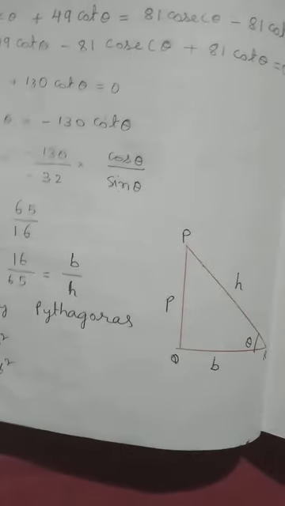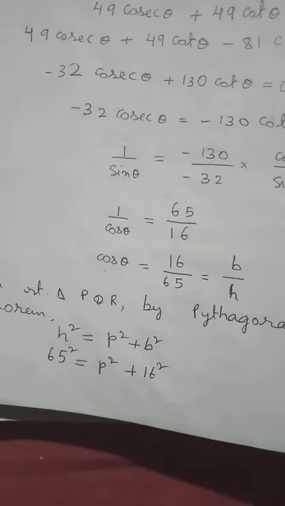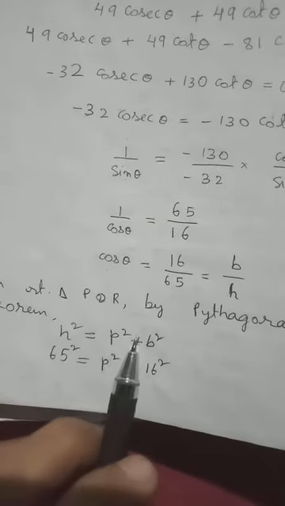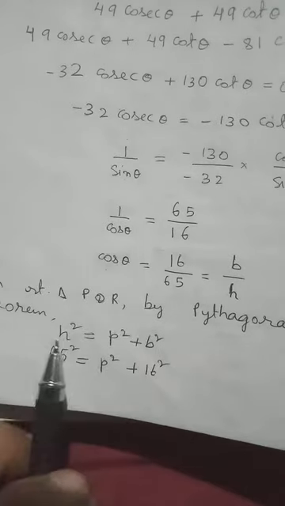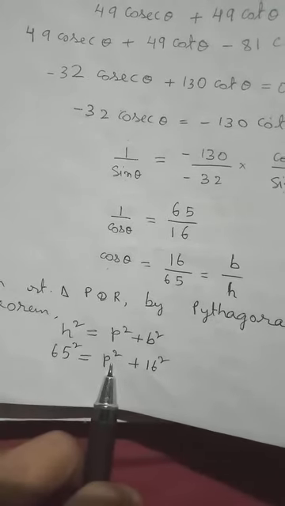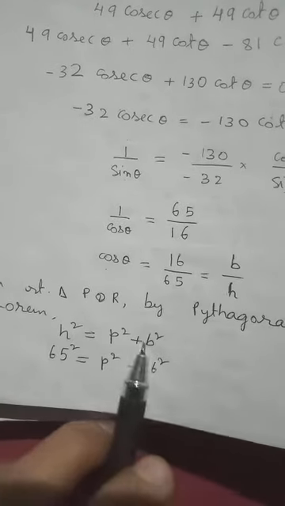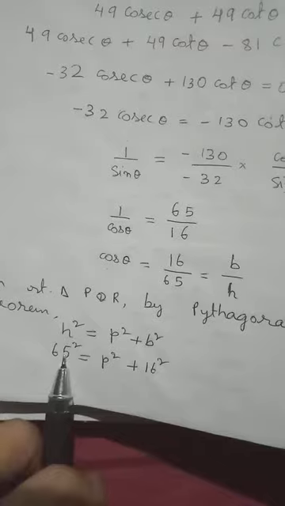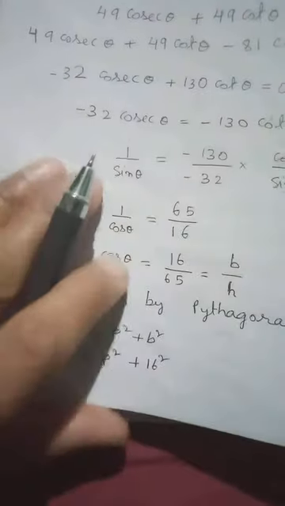So base we know is equal to 16, hypotenuse equal to 65. In order to get the perpendicular, we need to use the Pythagoras theorem. We know the Pythagoras theorem: h square is equal to p square plus b square. H we know is 65, so we square it. P we still don't know, let it be like that. Then b we know is 16, so we put square. Now you can do 65 into 65, 16 into 16 for your own satisfaction.